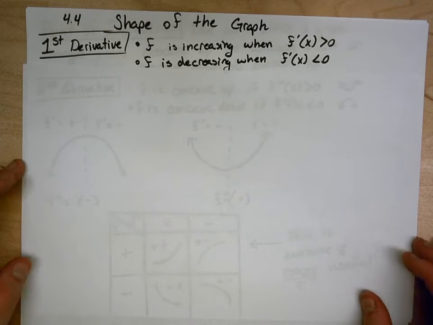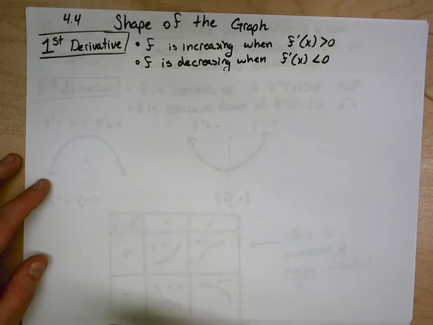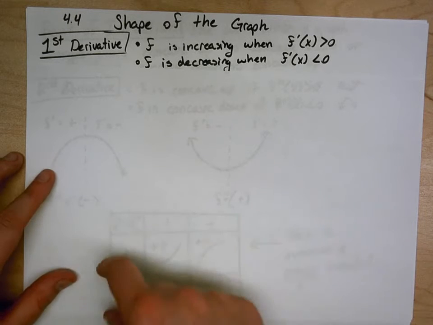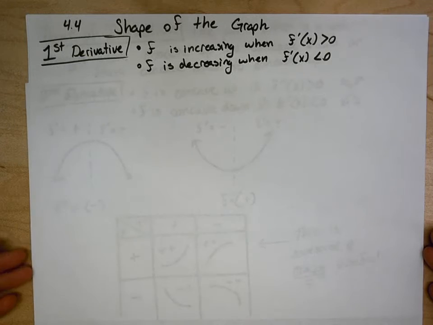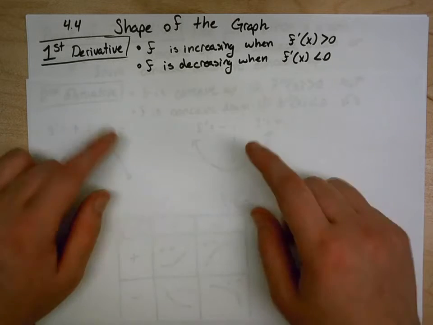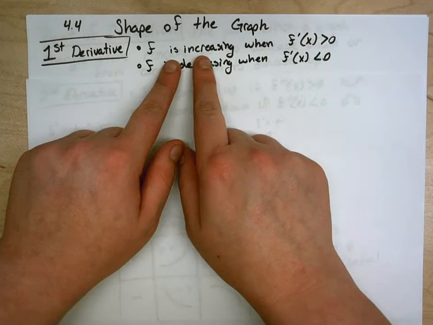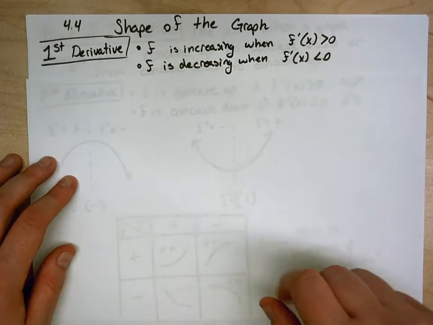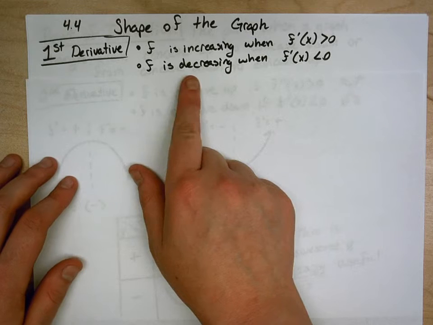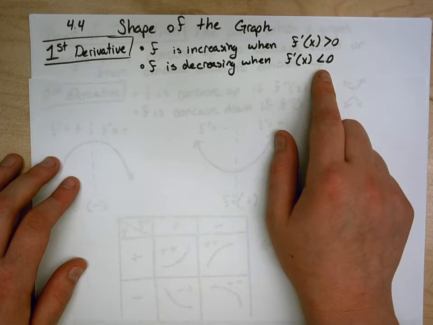All right, so we discussed a little bit in 4.3 how to find the general characteristic of a graph, whether it's increasing or decreasing, and now we're going to get more into finding the shape of the graph. As we learned in 4.3, if f is increasing, then we know that f prime of x is going to be greater than 0, and vice versa. And f is decreasing when our first derivative is less than 0.